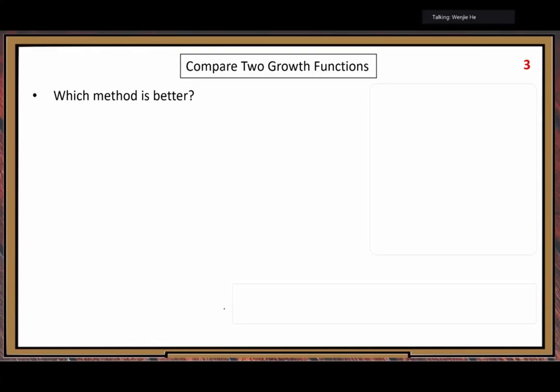Remember, we have two methods. We use two different methods to solve the element uniqueness problem. Here, let me give you the result.